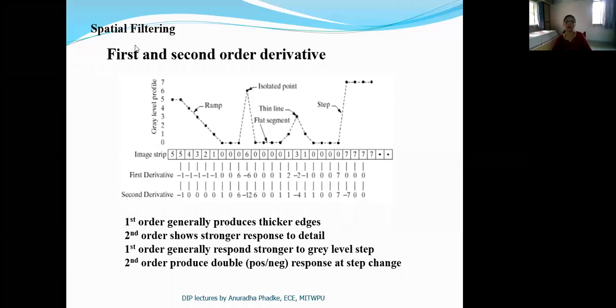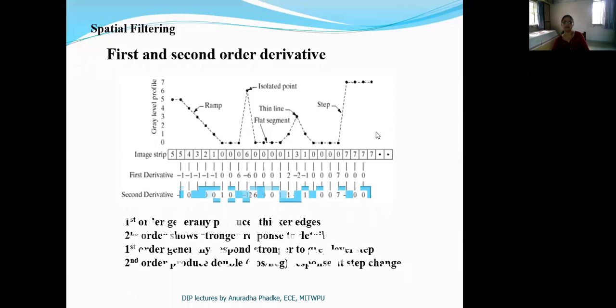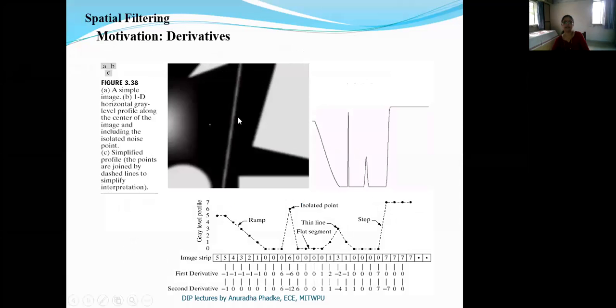So basically, in case of sharpening filters, an important mathematical operation is differentiation or derivative. We considered the profile of a row from one image. From this image, we considered this profile, which is the profile for the row passing through this bright spot. Then we quantized and sampled this profile. So this is the quantized and sampled version of the profile. And for this row of pixels, as shown here, we determined the first derivative and second derivative.